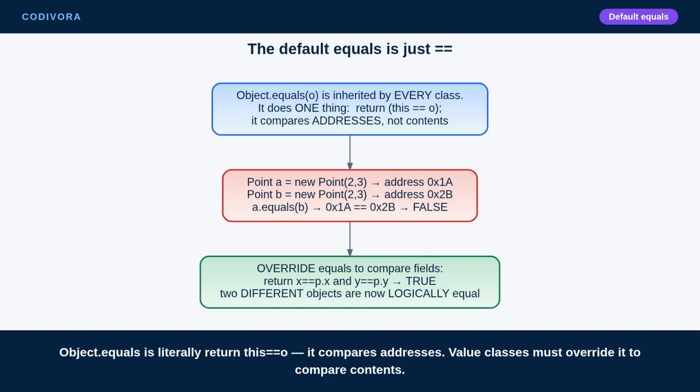Before anything else, know what you start with. Every class inherits equals from Object, and that default does exactly one thing: return this == o. It compares memory addresses, not contents. So 2 freshly made objects are not equal by default, because they live at different addresses. The moment your class represents a value, you override equals to compare the fields, and now 2 different objects can be logically equal. Remember the twin. Equals asks, are you the same person? Value equality asks, do you share the same DNA?